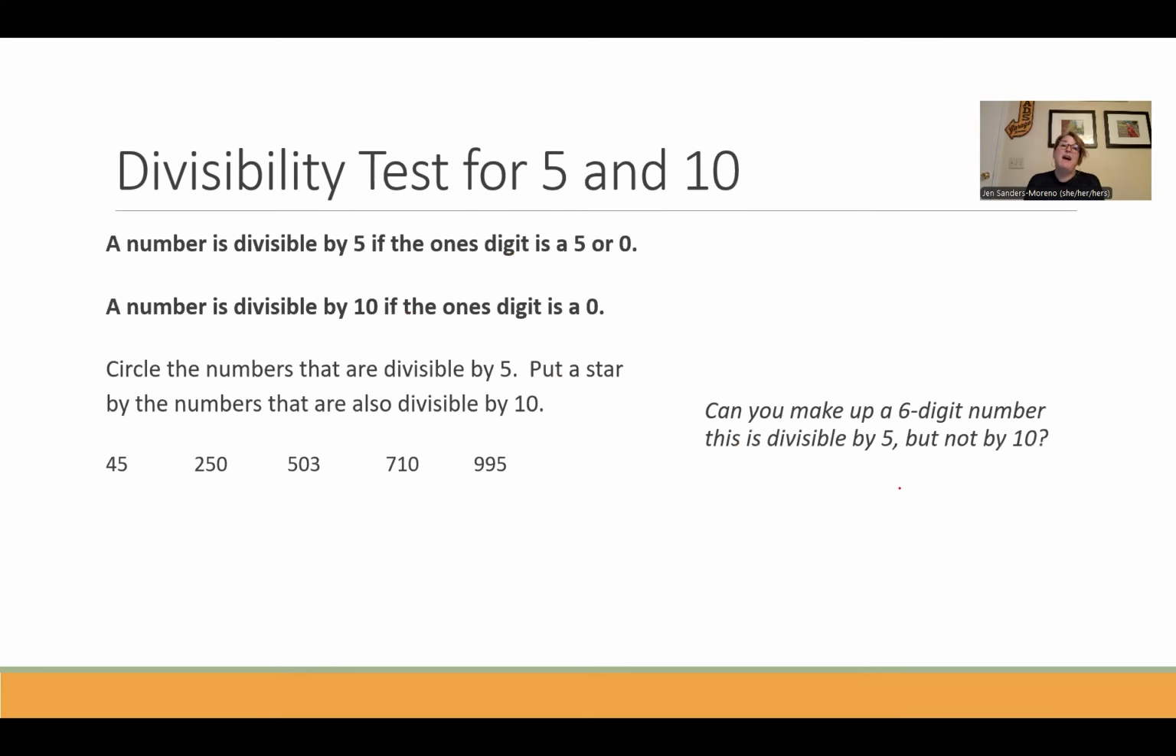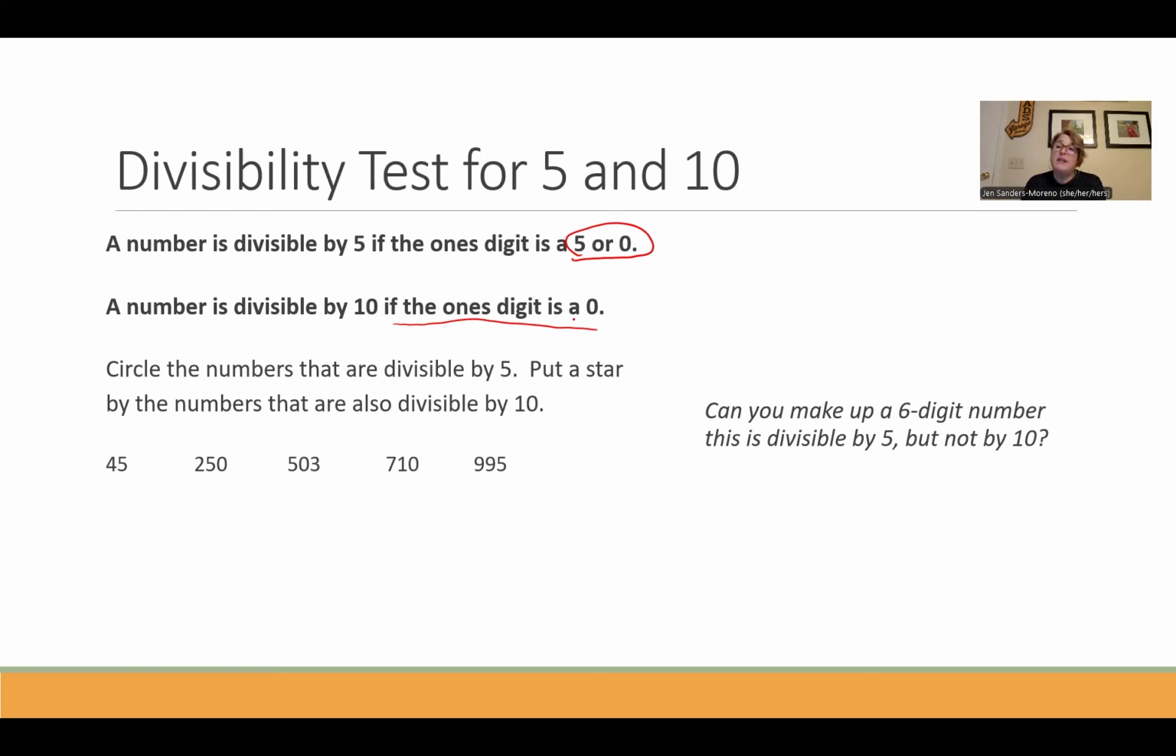The next set of tests are actually pretty easy too. So this is the divisibility test for 5 and 10. So it's 2 separate tests. A number is divisible by 5 if the ones digit is a 5 or a 0, right? If you count by 5s, 5, 10, 15, 20, 25, it's either a 5 or a 0 for that ones digit. A number is divisible by 10 if the ones digit is a 0. So again, counting by 10s, 10, 20, 30, 40, 50, all those have a 0.